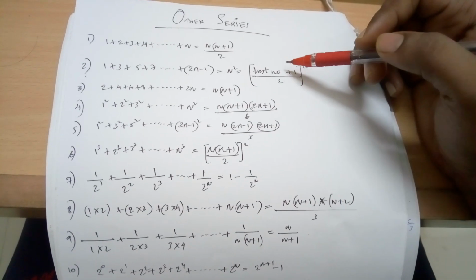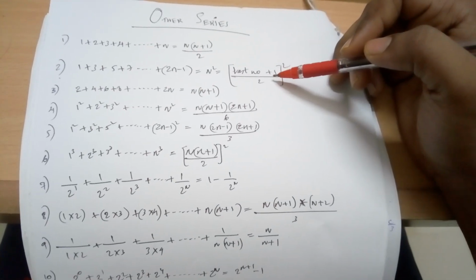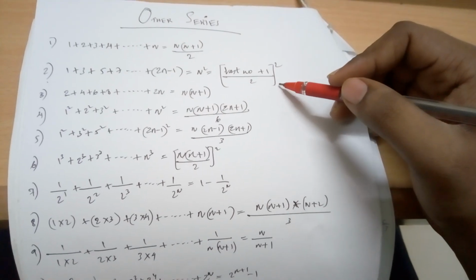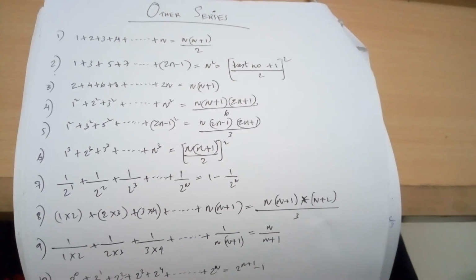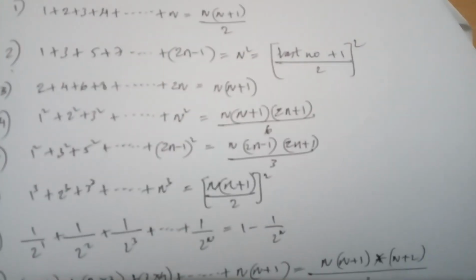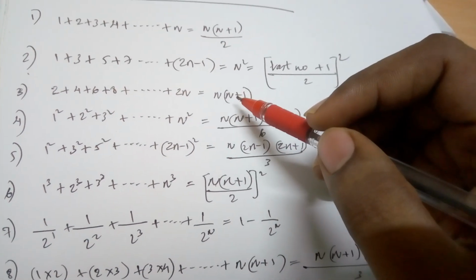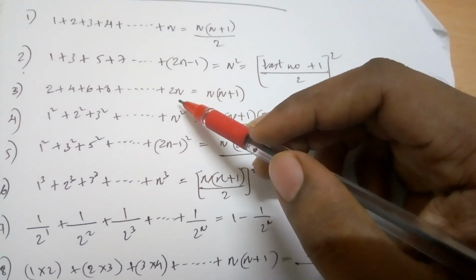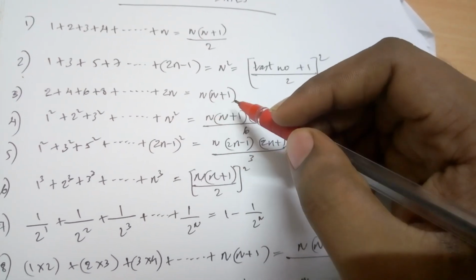Then you can see if it is 1 plus 3 plus 5 plus 7 etc. up to (2n minus 1), which is equal to n square, which is also equal to ((last number plus 1) divided by 2) the whole square. Then 2 plus 4 plus 6 plus 8 up to 2n is equal to n into (n plus 1). So the total sum, if n terms of the numbers are given, is n into (n plus 1).